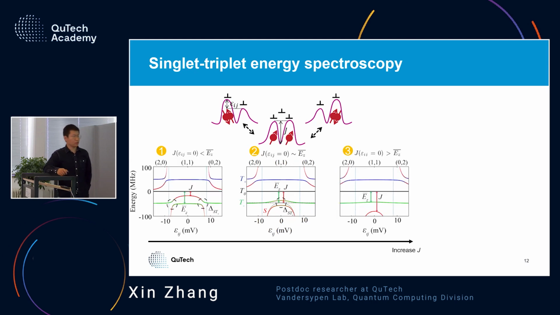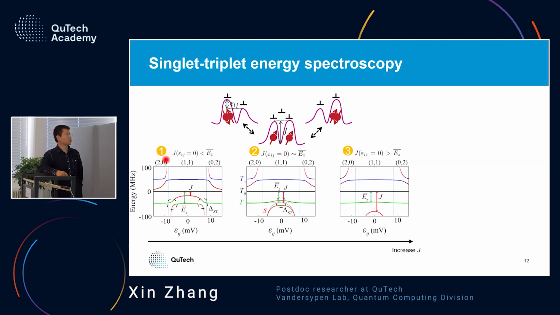And here is that if you increase the exchange coupling in the double quantum dot, you will change the number of anti-crossings between S and T minus. So here I can walk you through this diagram. Imagine that the exchange coupling at the detuning center is smaller than the Z energy, then the T minus state will be the ground state.